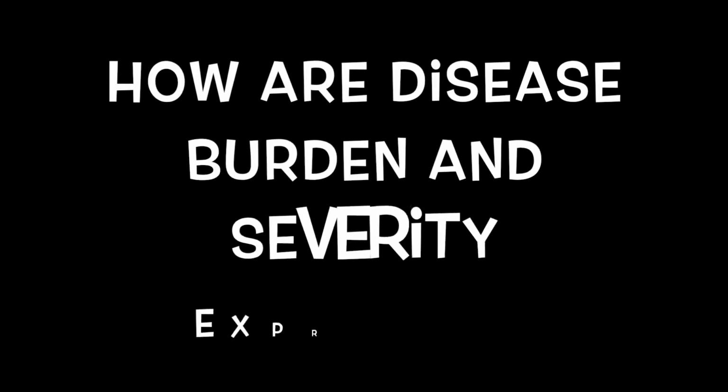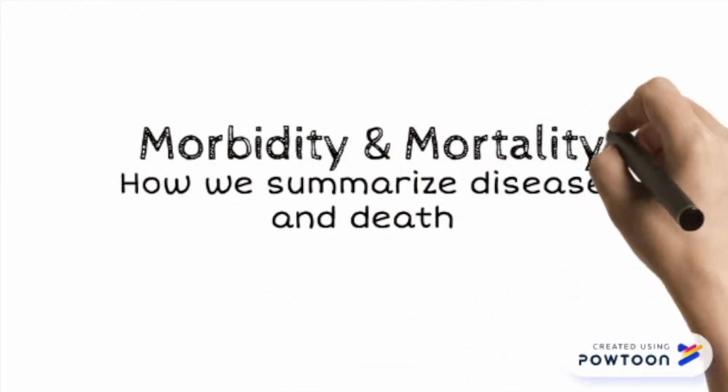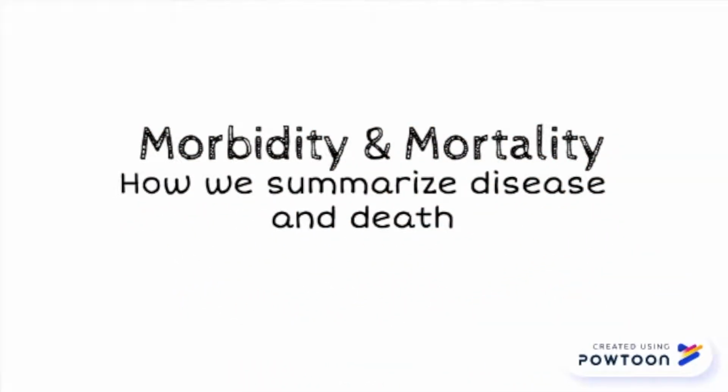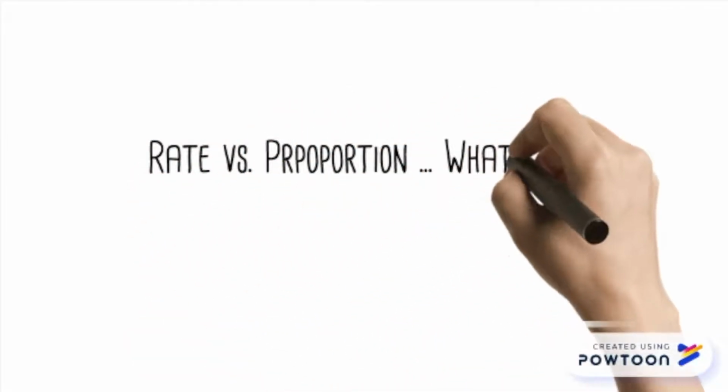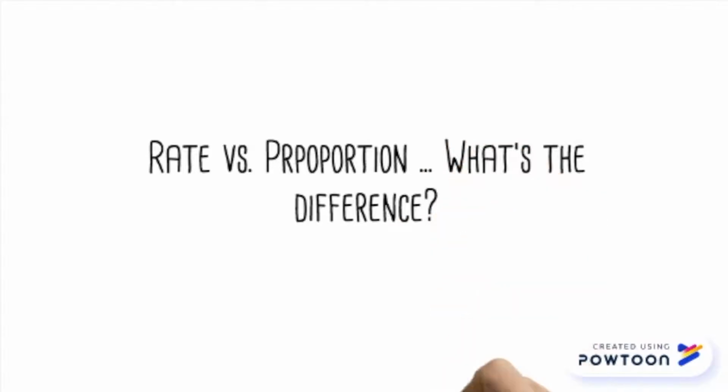Last week we discussed the definition of epidemiology, and this week we're going to be delving a little bit deeper with the discussion of mortality and morbidity. Before we get started into the measures of disease burden, let's briefly discuss a recurring concept in epidemiology, which is the difference between rates and proportions.